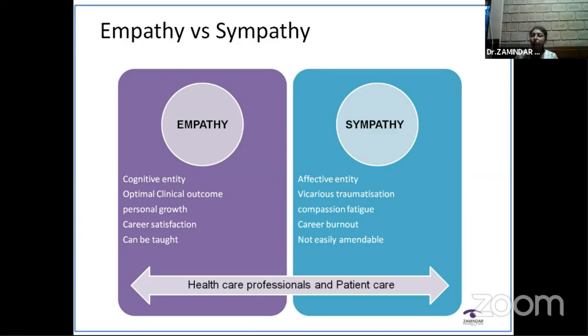Empathy always has a positive, optimal clinical outcome, whereas with sympathy, you have vicarious traumatization. By that we mean there is soul burning, or excessive empathy being exercised. There is always linear personal growth when we exercise empathy in our practice, whereas with sympathy, there is compassion fatigue. When we are empathetic, we always feel a great deal of satisfaction in our career path, whereas with sympathizing all along, we might have a career burnout. Empathy can be taught at various levels, from children going up even to medical students, whereas sympathy is not easily amenable to changes.